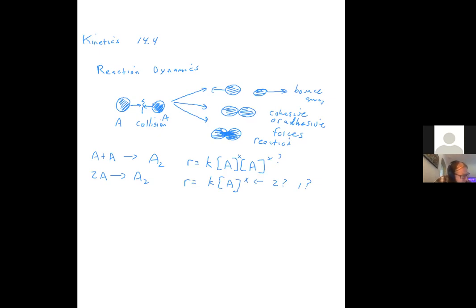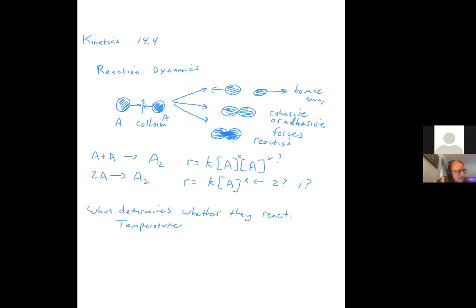Now, one question that comes up is, what determines whether they collide and bounce off? What determines whether they collide and stick to each other? What determines whether they collide and actually a chemical reaction takes place? There's a couple of answers to that. There's a couple of issues. So we can ask, what determines whether they react? One of them is temperature. It's an important one. Temperature is one of the main factors that determines whether things react or not.